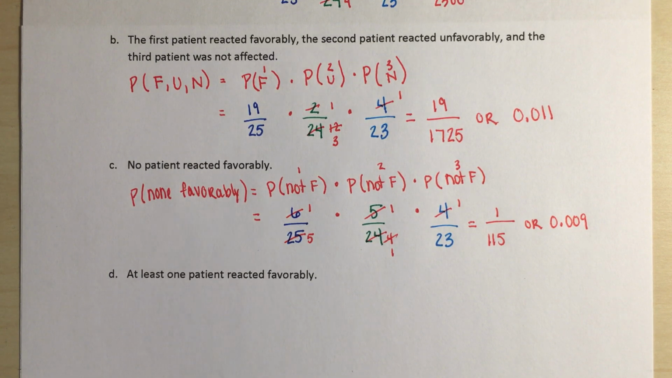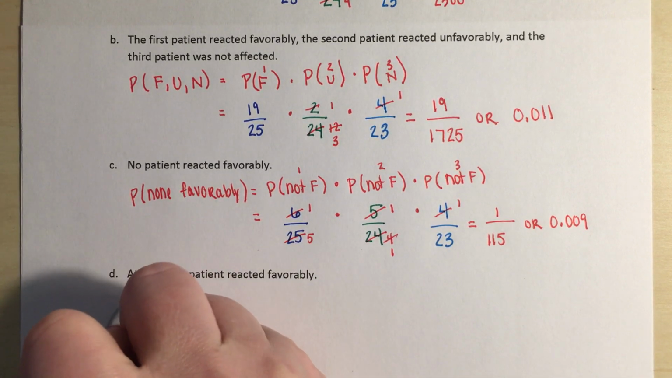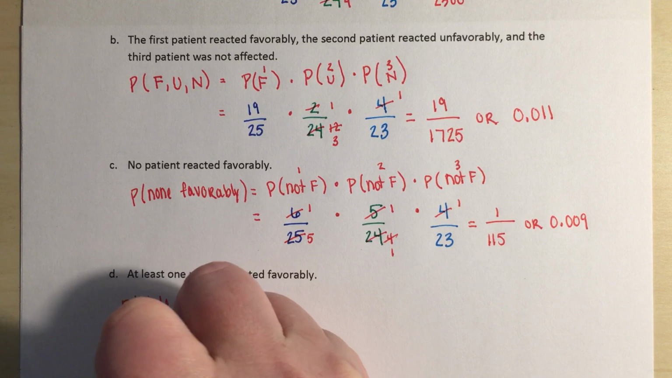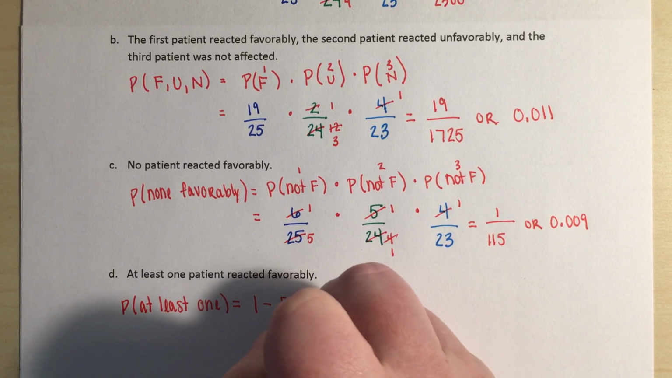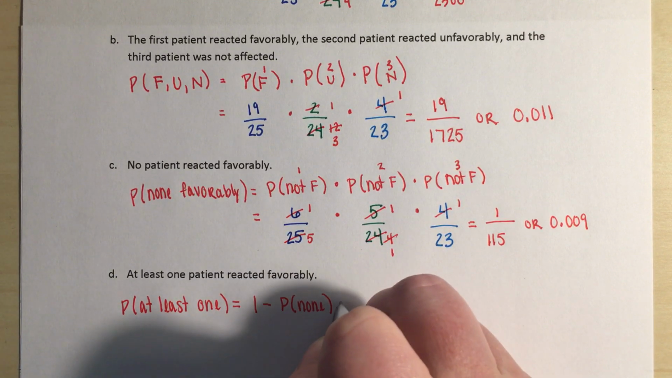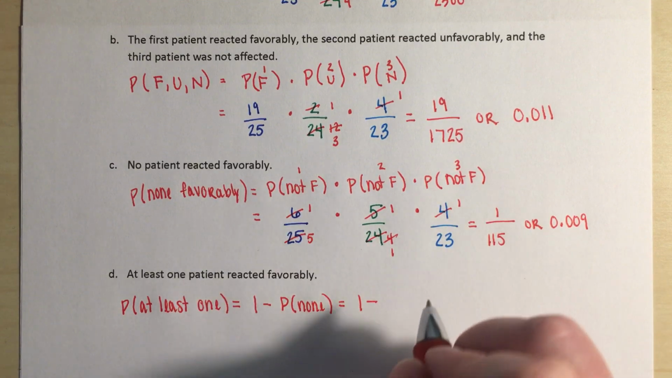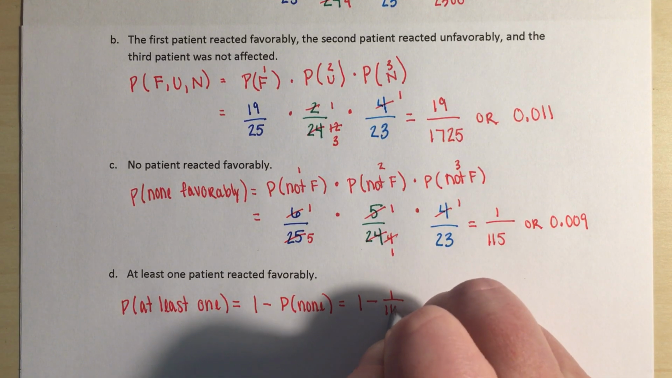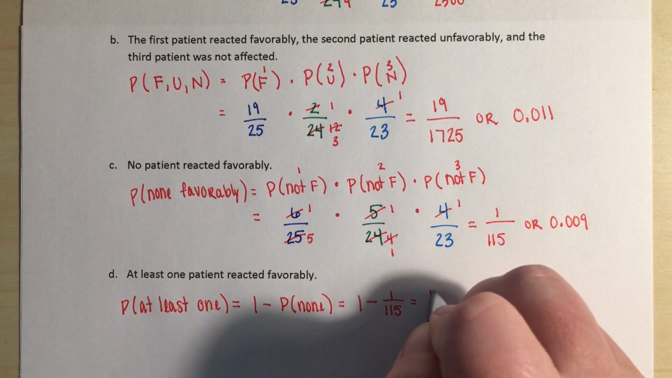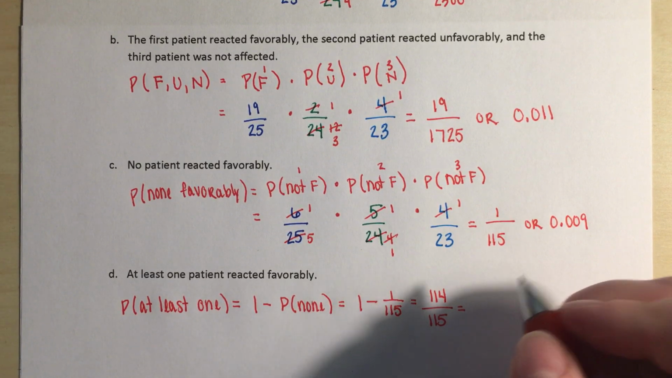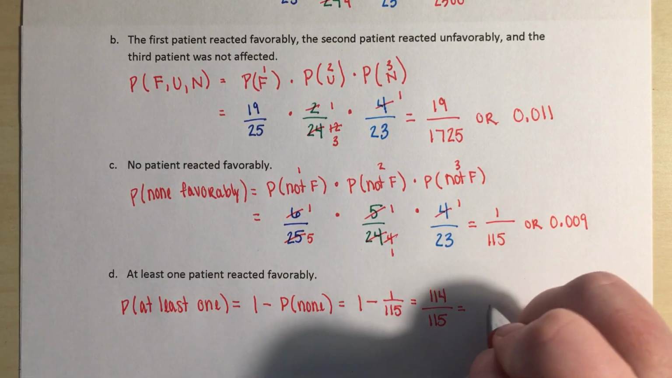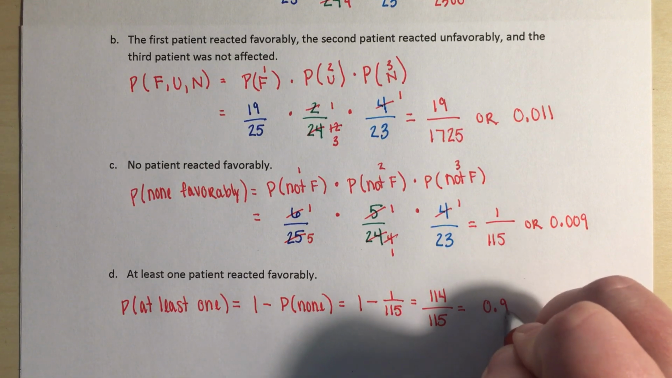All right, and then for D, the nice thing about D is we can use our answer from C. So remember, if we're looking for at least one, we talked about this in the previous section, our probability of at least one is our complement of none. So we're going to take 1 minus our 1 over 115 that we got from part C, which gives us 114 out of 115, which is 0.991.